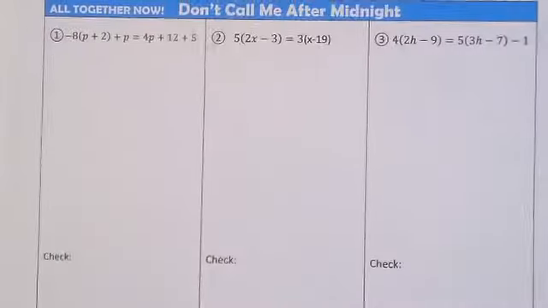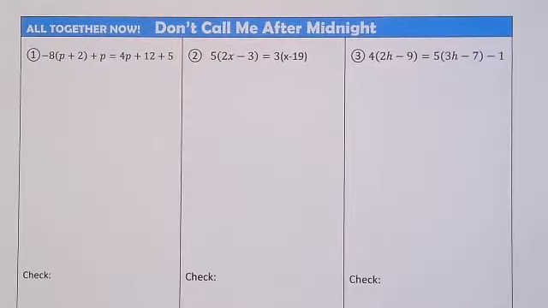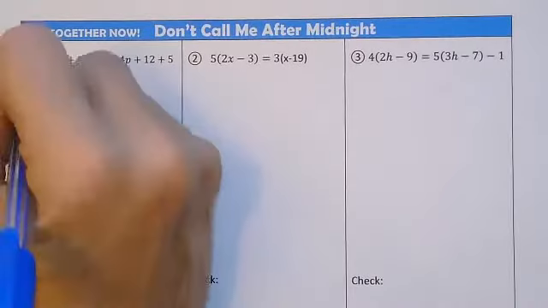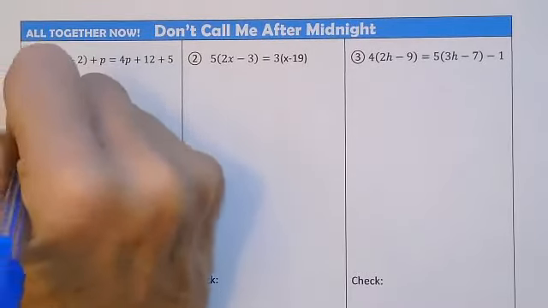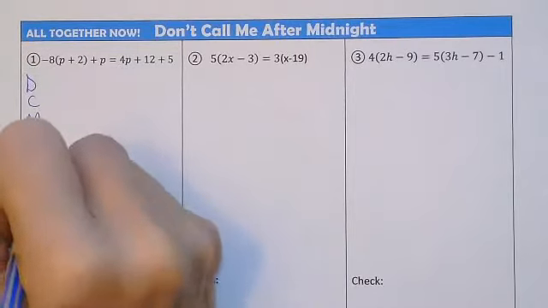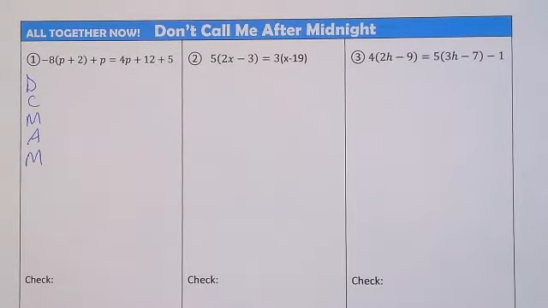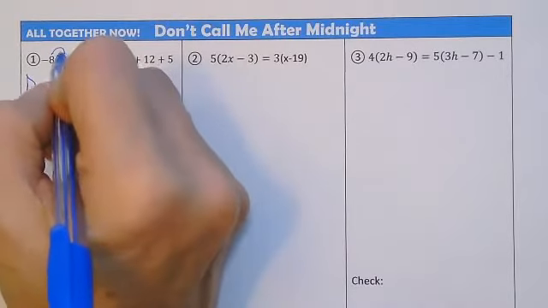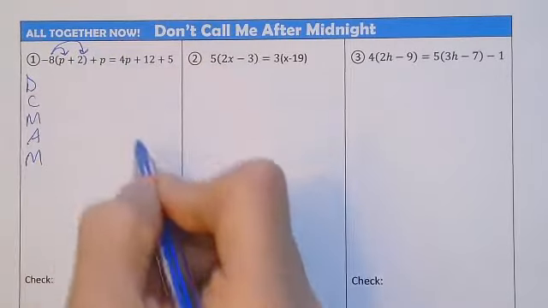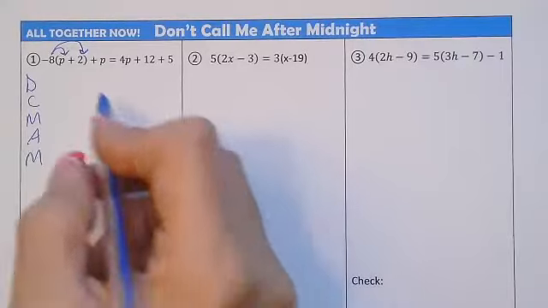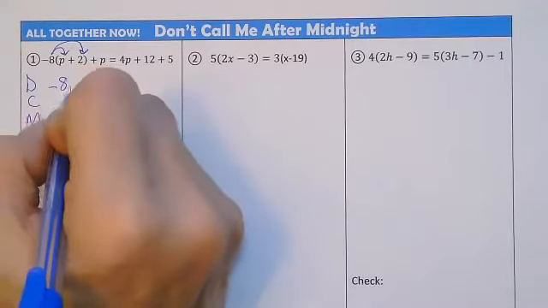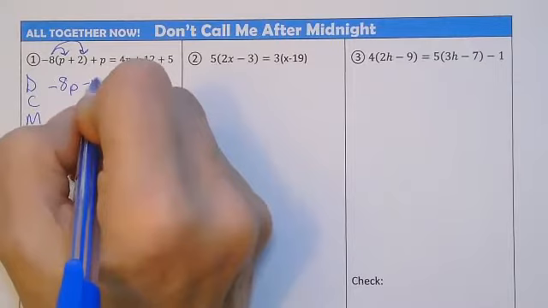Okay, on the next page, we're going to put it all together now. Don't call me after midnight. So the first thing that I do is make a checklist down the side of my problem. Don't call me after midnight. Okay, so the first step is to distribute, and I see distribute right here. -8 times p and -8 times 2.